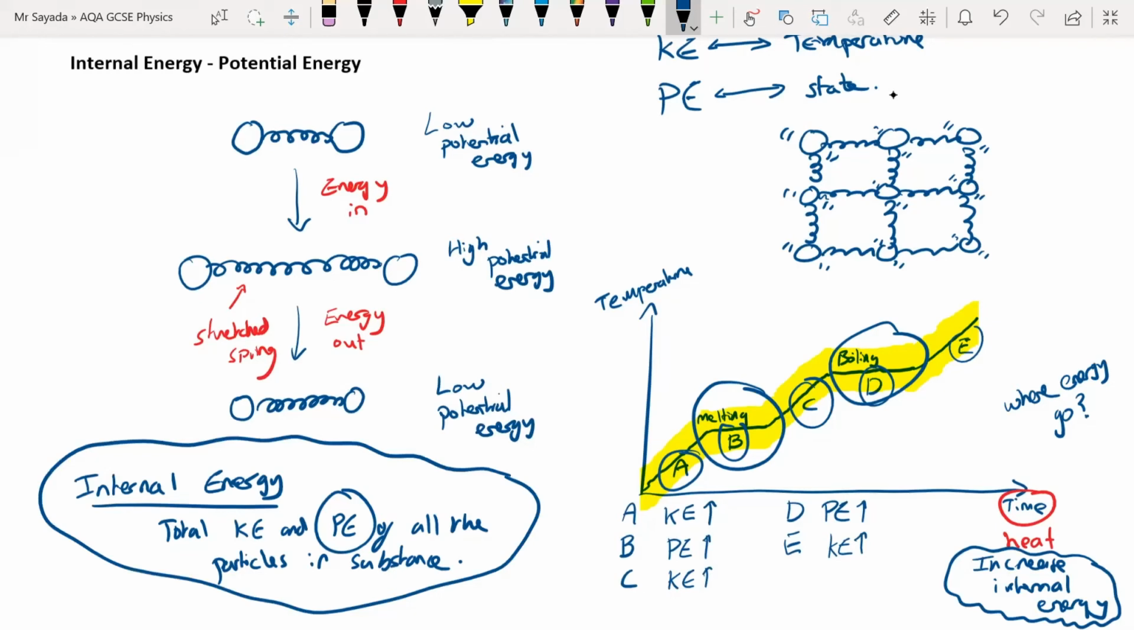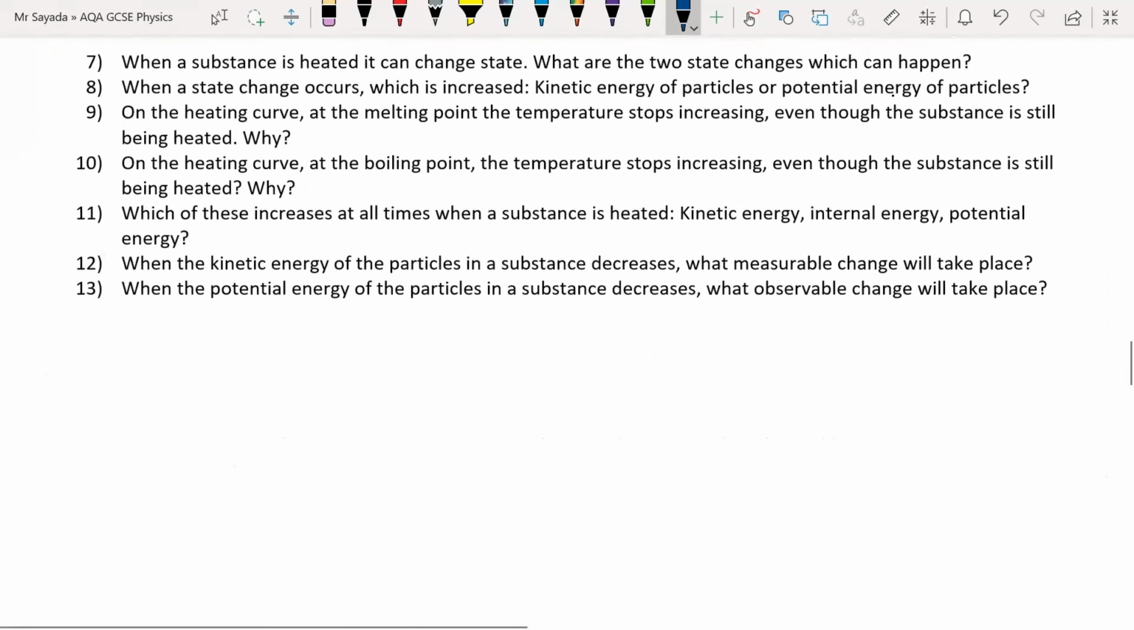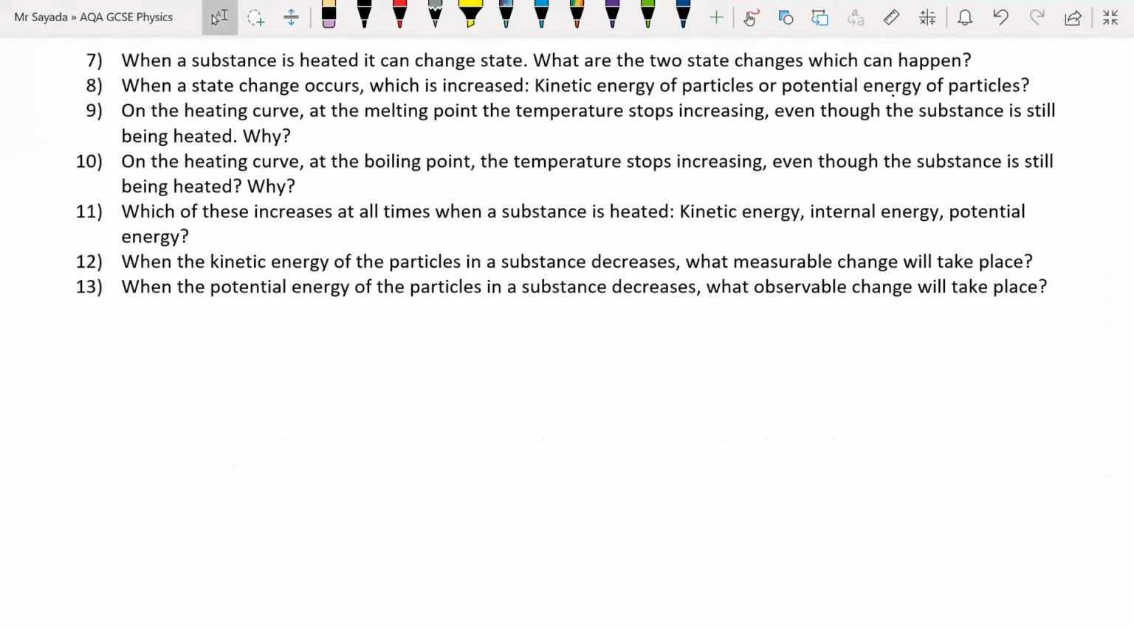You should have now written down this definition of internal energy. Pause the video to do these questions. Press play once you've done them. You should have now done these questions. I'm going to go through them. You should mark and correct as I go through them.